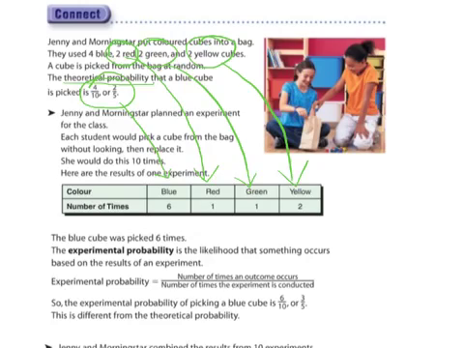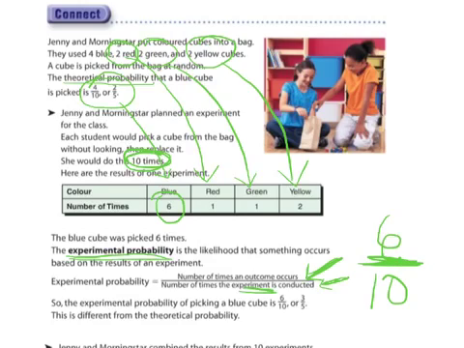To communicate our experimental probability, it's much like our theoretical probability, except we have the number of times the outcome occurred. So our blue, we got it 6 times, over the number of times the experiment was conducted. Well, how many picks did they have? Well, they had 10 picks, so that becomes our bottom number, 6 over 10. And again, it could be an equivalent fraction, 3 over 5, is our experimental probability. So it's different from theoretical. It's still a fraction, but it's different in that this is the number of times we got it. This is the number of times we tried to get it.